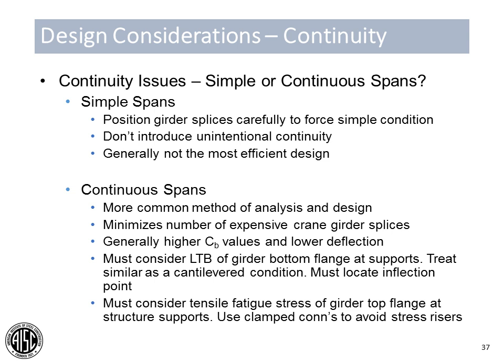It's more common and generally more economical to design continuous span runway systems. This will minimize the number of crane girder splices, which can be quite expensive. You'll also generally have a higher C sub B value and lower deflections. But as I mentioned previously, you do need to consider lateral torsional buckling of these girder bottom flanges at supports. You can treat these support conditions similar to a cantilever, which we'll discuss later on. And in order to treat them as a cantilever, you need to locate that inflection point, which would then be treated as the end of your cantilevered member.